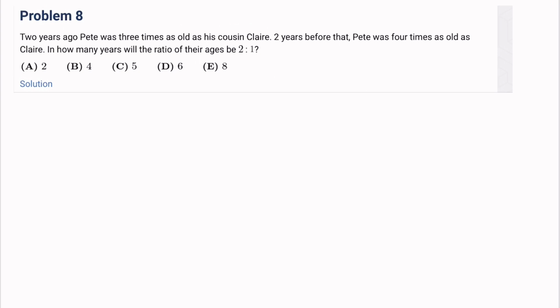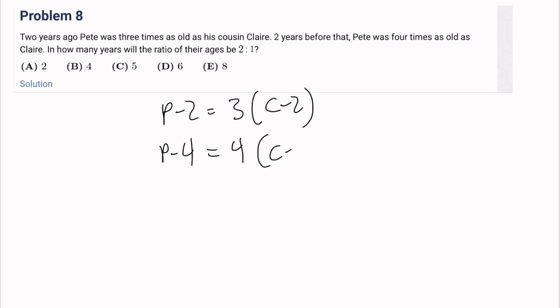Number 8. 2 years ago, Pete was 3 times as old as his cousin Claire. 2 years before that, Pete was 4 times as old as Claire. In how many years will the ratio of their ages be 2 to 1? Okay, so 2 years ago, so Pete minus 2 was 3 times as old as his cousin Claire. So Claire 2 years ago. And 2 years before that, so it's P minus 4. This is 4 times as old as Claire, 4C minus 4.